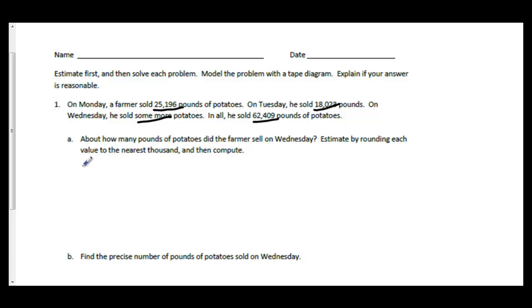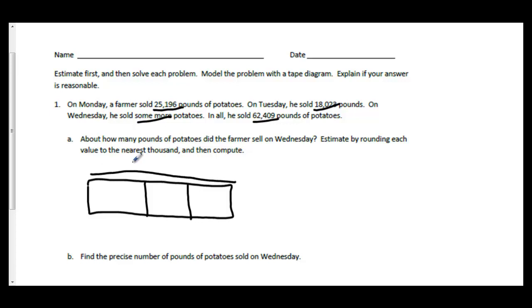So I read the problem, now I'm ready to draw. And I'm going to use a tape diagram. On this tape diagram, I'm going to divide it into 3 parts. I know that in all, the whole entire box has 62,409 pounds of potatoes. I know that on Monday, he sowed 25,196 pounds of potatoes. On Tuesday, he sowed 18,023 pounds of potatoes. And it says on Wednesday, he sowed some more. So I'm just going to put a P for potatoes because I don't really know how much that is.